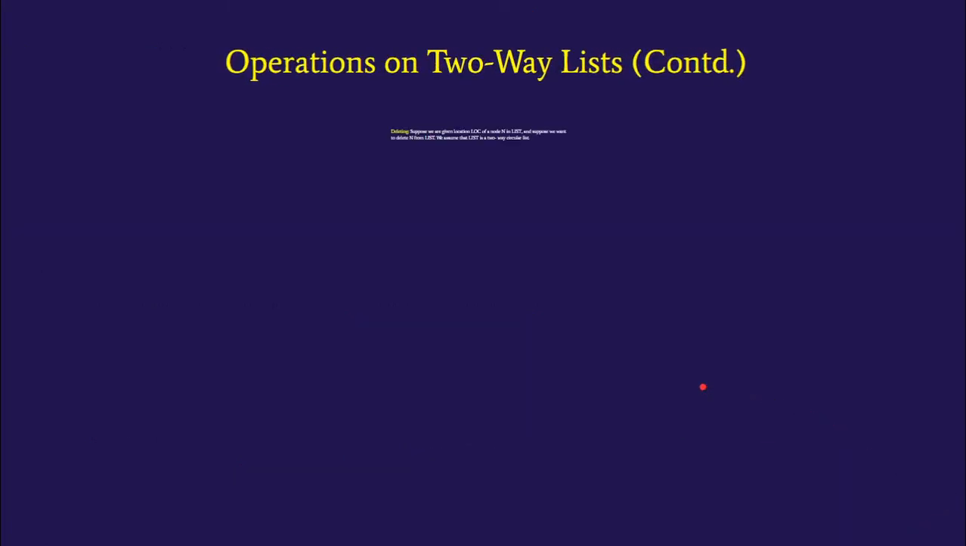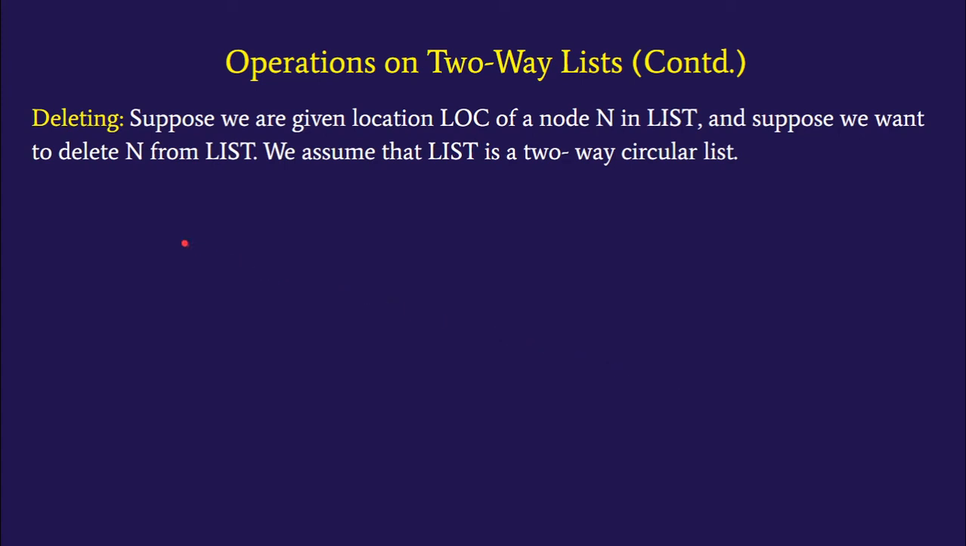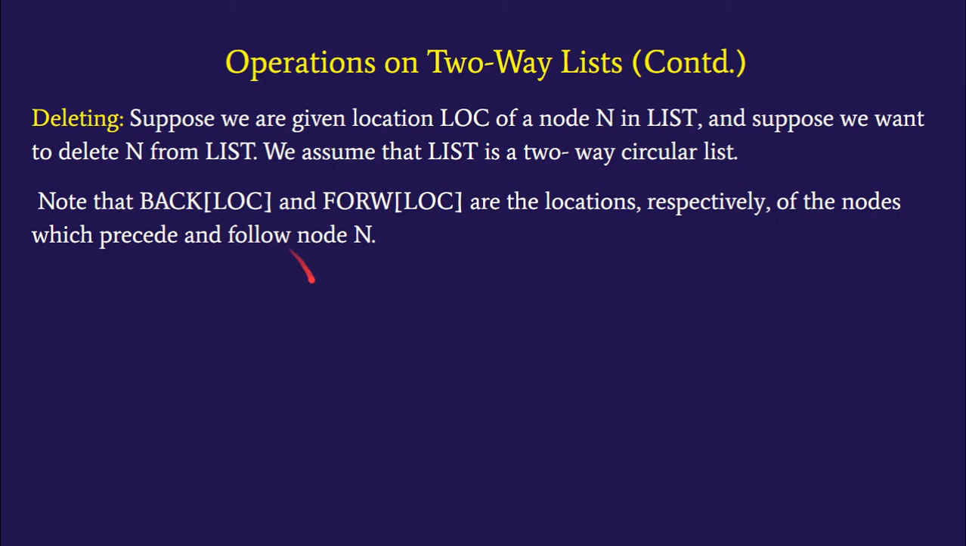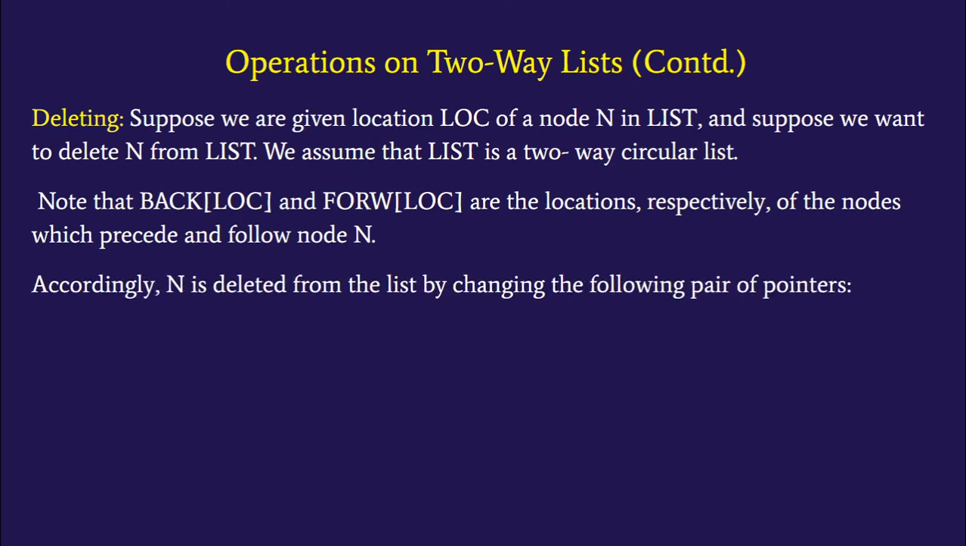Now next, the operation is deleting. How to delete any node in the doubly linked list is, first you have to remove the node. How to remove the node means, once you remove it, we have to disconnect the pointers. That is how the data or node is removed from the doubly linked list.